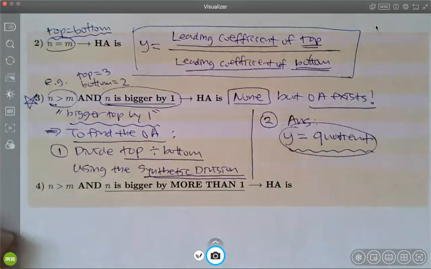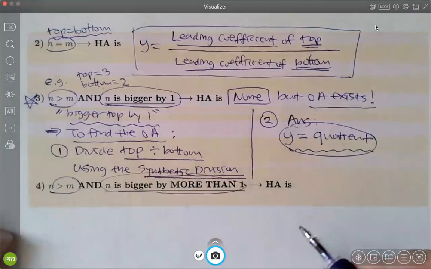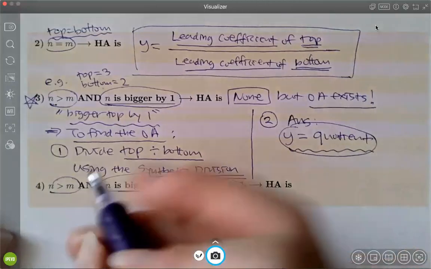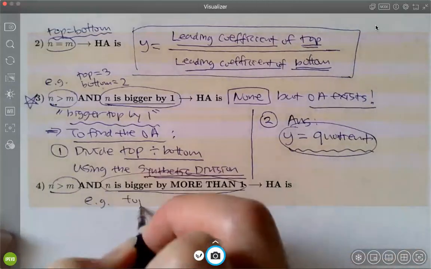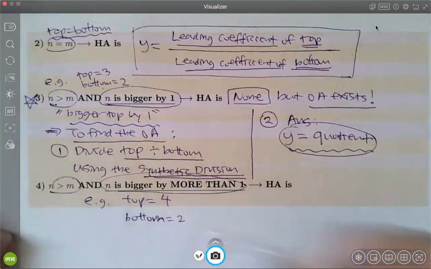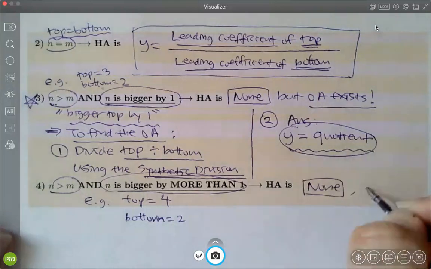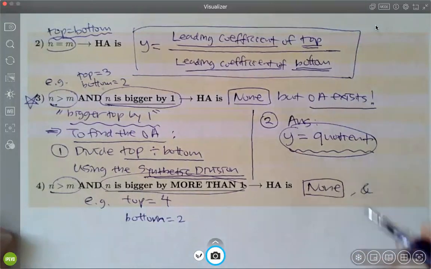And the last case, bigger top by more than 1. Okay, so what does that mean? The top degree is, say, 4, and the bottom degree is 2. Then the top degree is bigger by 2, which is more than 1. In this case, there's no horizontal asymptote either, and there is no oblique asymptote as well.